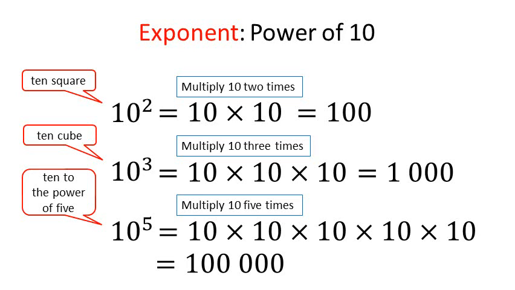Let's review the results. 10 squared has an exponent 2. The answer is 1 and 2 zeros. 10 cubed has an exponent 3. The answer is 1 and 3 zeros. 10 to the power of 5 has an exponent 5. So the answer is 1 and 5 zeros.